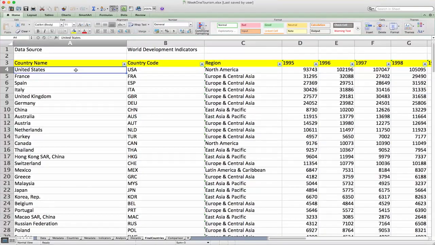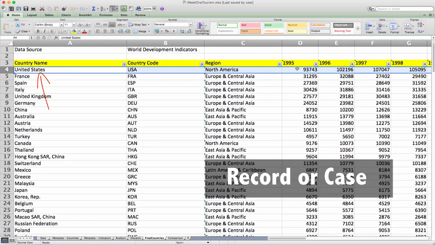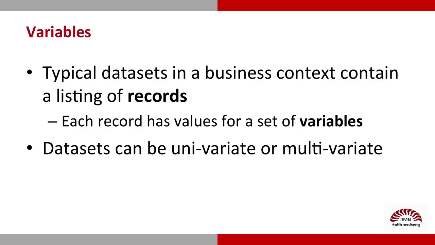Let me get back. We have United States at the very top, and if I were to highlight this row, I have the information for all of these variables, country code, region, and so on, for the United States. This is what I call a record or a case. A typical data set is nothing but a collection of records. If there's only one variable for which all of this data has been recorded, then it is termed a univariate data set. Speaking of multivariate data, let's examine the scales of these variables.